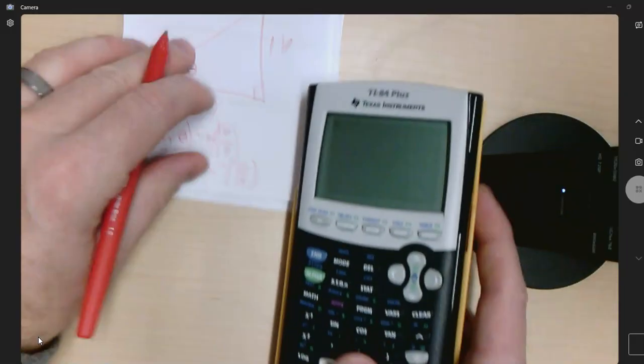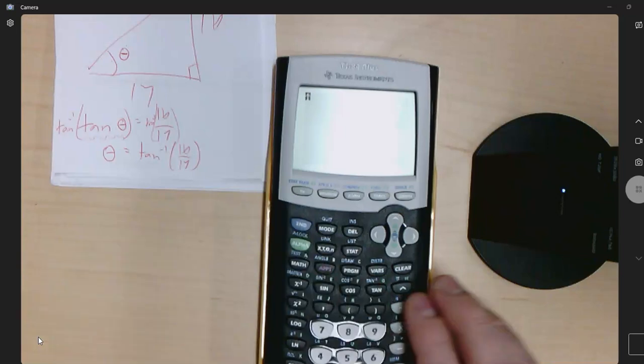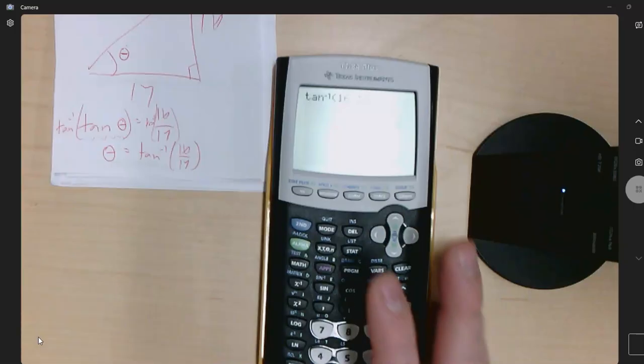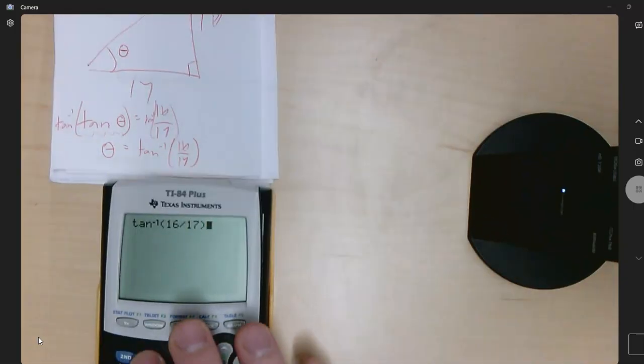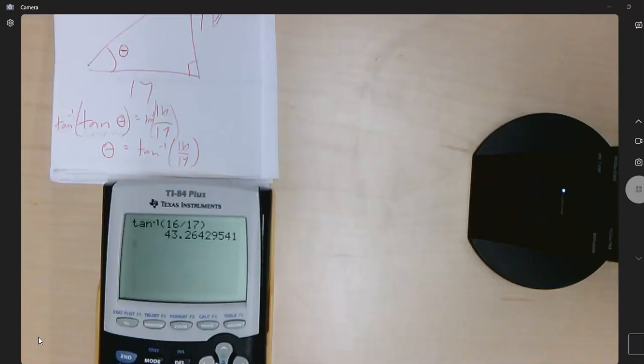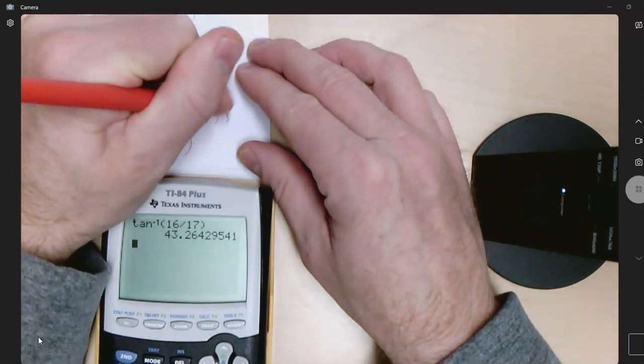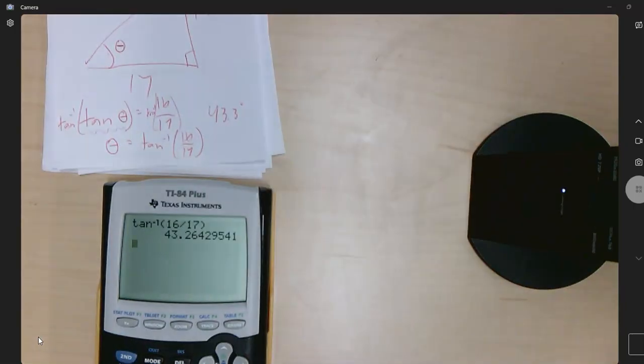Cool. Now let's find it on our calculator. For me, it's going to be second tangent. It's right there. So I'm going to hit second tangent, inverse tangent of 16 over 17, making sure I'm in degree mode, right? If I go to mode on my calculator, make sure we're talking about degrees. We'll learn about radians later. Inverse tangent of 16 17ths is 43.3 degrees. That's it. 43.3 degrees. That's how you find an angle.